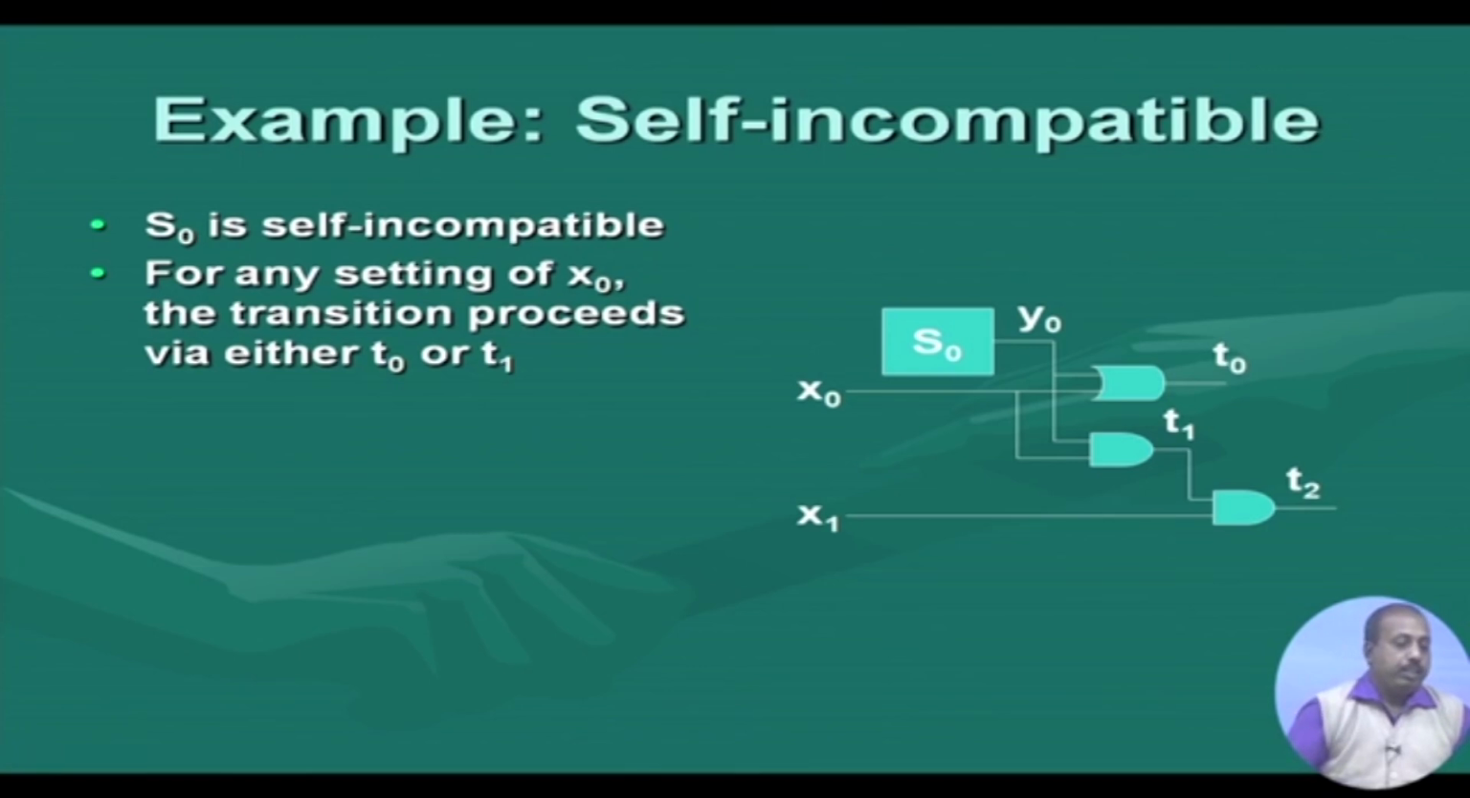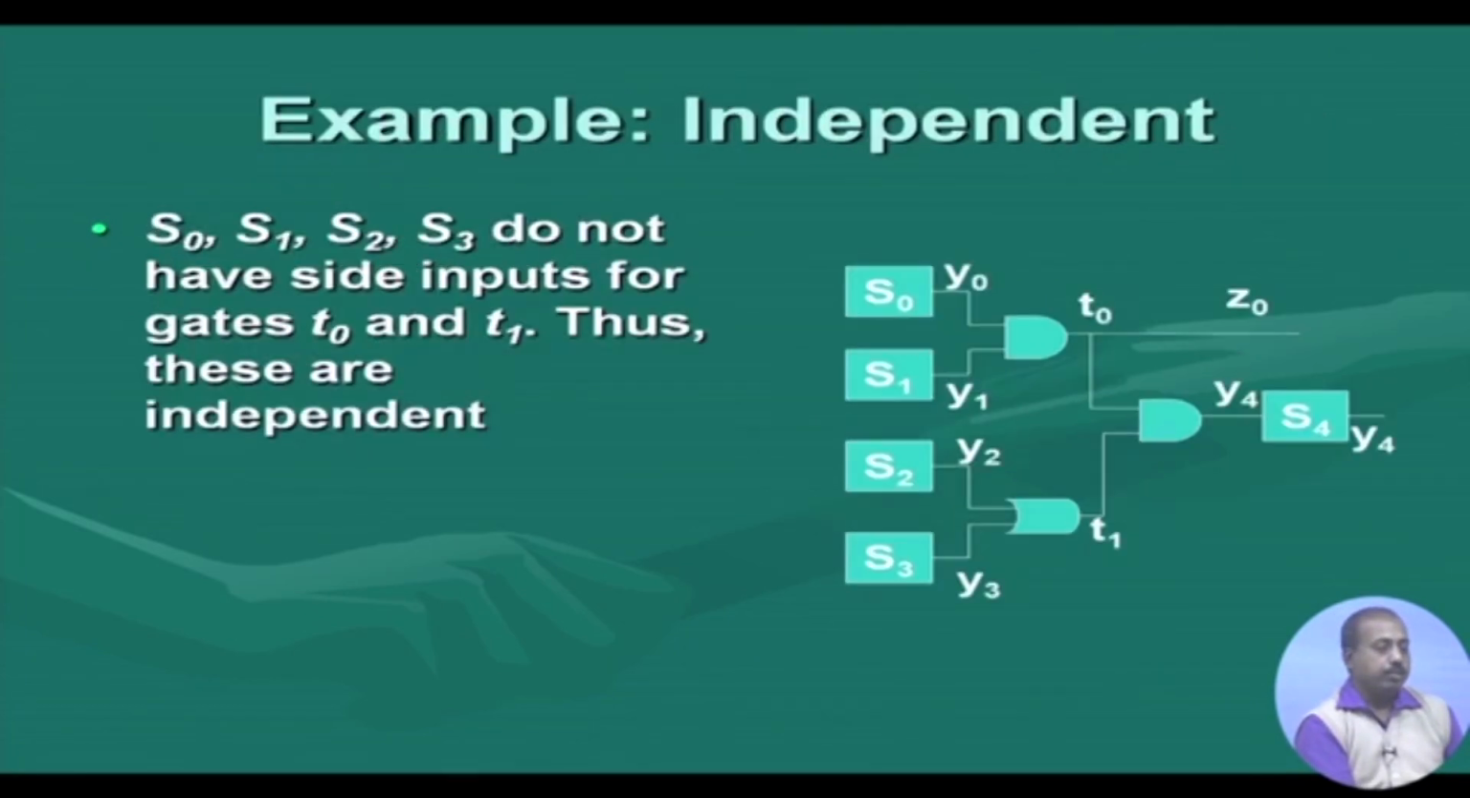Other than that, there are the self incompatible ones. Self incompatible is like this. S0 is self incompatible because for any setting of X0, the transition proceeds either via T0 or via T1. If X0 is 0, Y0 will go to T0; if X0 is 1, it will go to T1. That way S0 becomes self incompatible, so it cannot be controlled anyway. So they can be put into any arbitrary group because they are not compatible with themselves.